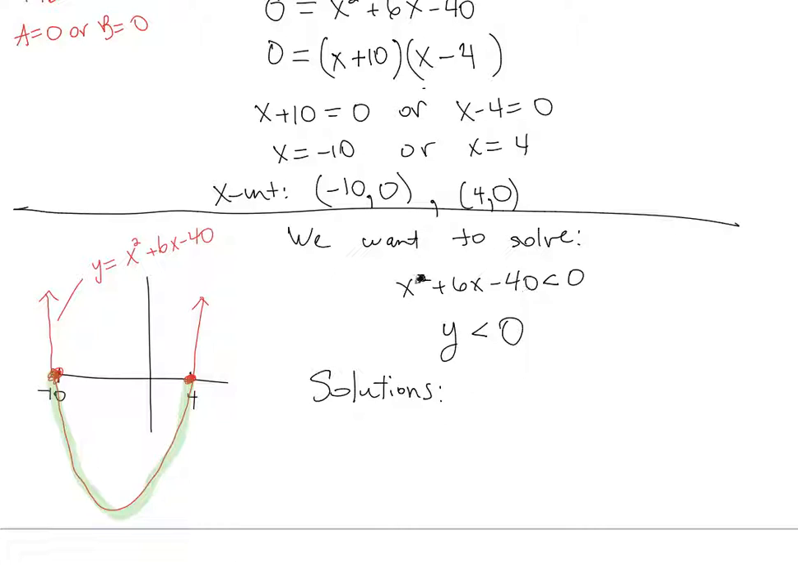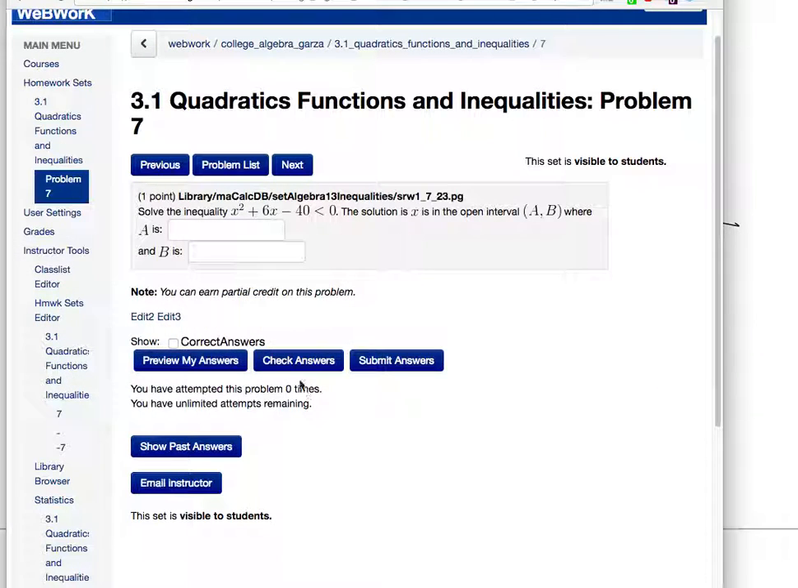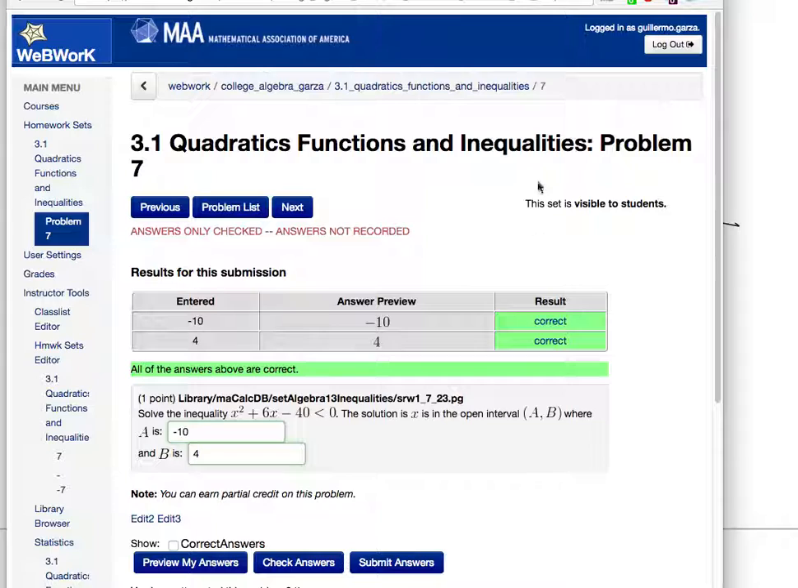Now again, we're trying to find values of x for which this inequality is true, and that'll be the values of x for this part of the graph. The x values for this part of the graph are in the interval -10 to 4. And that's it. This is our solution. We can plug it in and see what Webwork tells us. It should tell us that we're correct. So -10, 4. Check our answer, and there we go. That's how you solve that inequality.